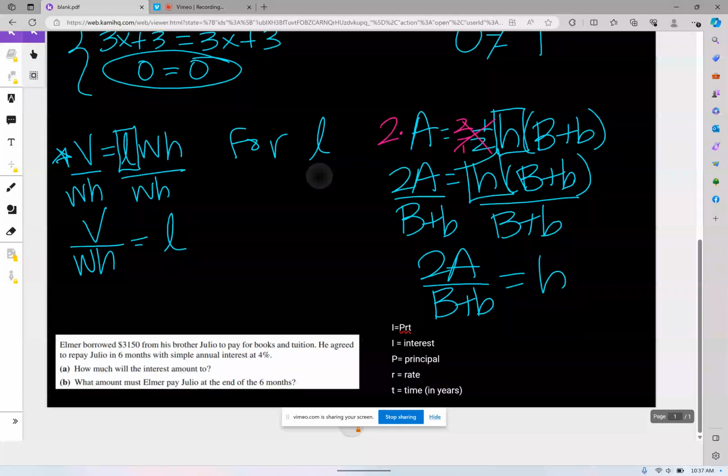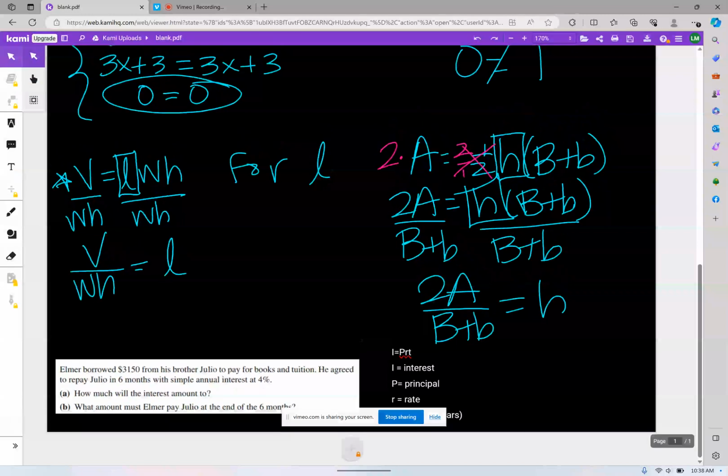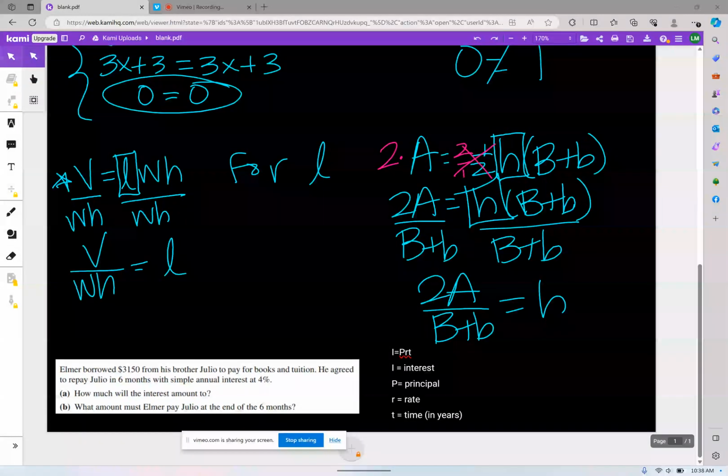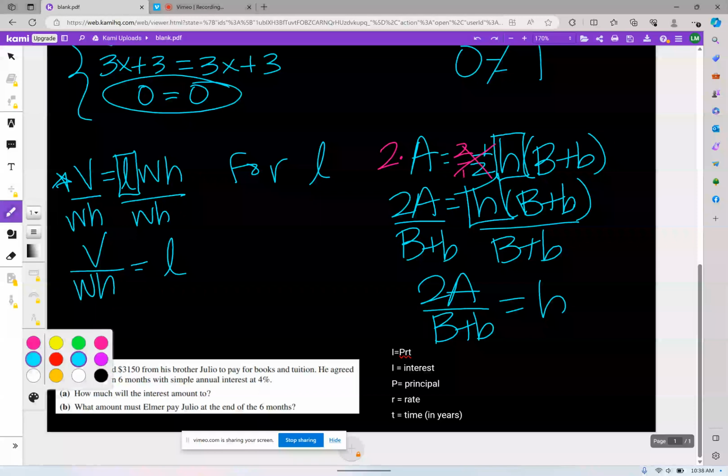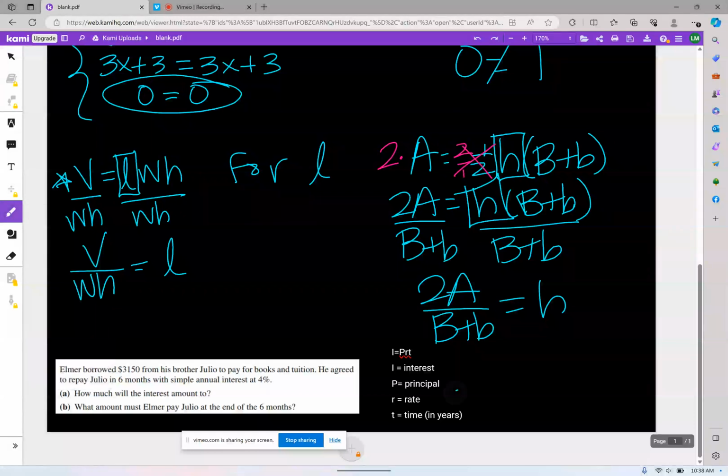I stands for interest, P is principal, the amount that you start with, R is the rate, and we want to change that to a decimal. So if it's 4%, we want to change that rate to 0.04 instead of a percentage, and T is time in years. If we're talking about 6 months, that's half a year. You can use 0.5 or you can use 1/2 where T is, right? So plug all that in. They want the interest first, and then they want the total amount he paid back.